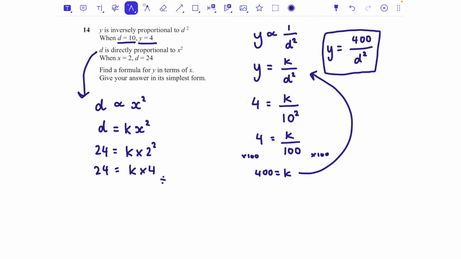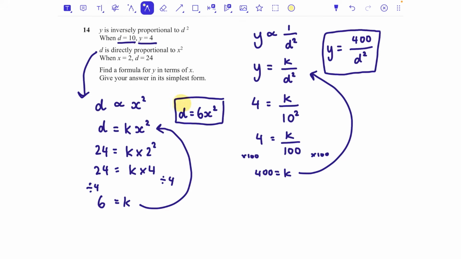Dividing both sides by 4, we can work out what k is, and that is 6. So going back to this point, we now know that d equals 6x squared. So I've got two different formulas. I'm going to put them in yellow just so that we remember that those are the most important bits we've got to so far. Perfect.